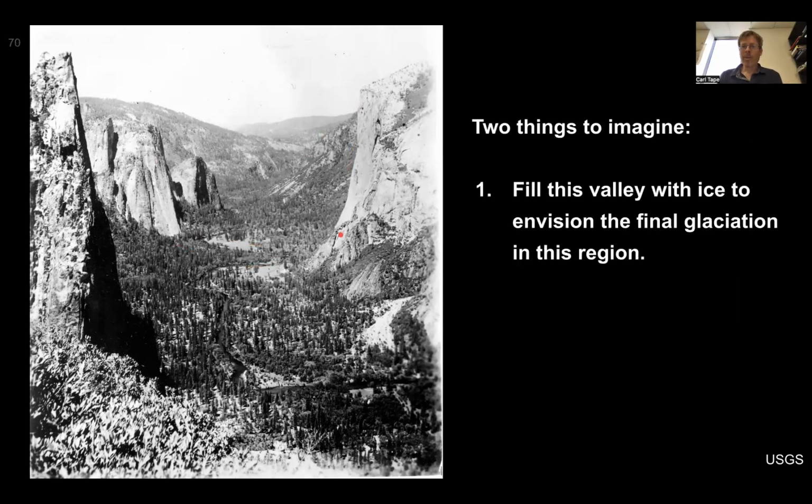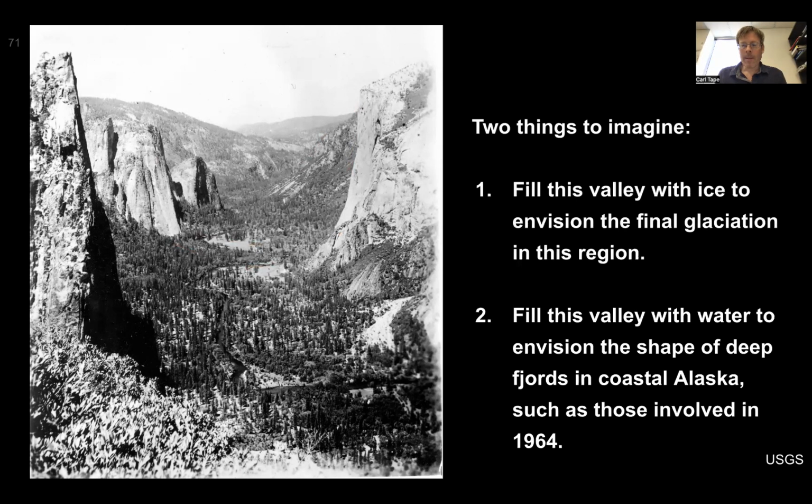So the two things to imagine here is fill this valley with ice to envision the final glaciation in this region. Or you can also fill this valley with water to envision the shape of deep fjords in coastal Alaska, such as those involved in 1964. So whether above ground or below ground, we have the influence of glaciers on landforms.